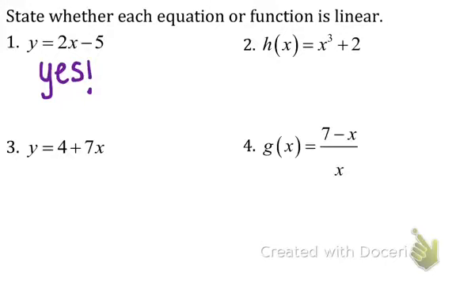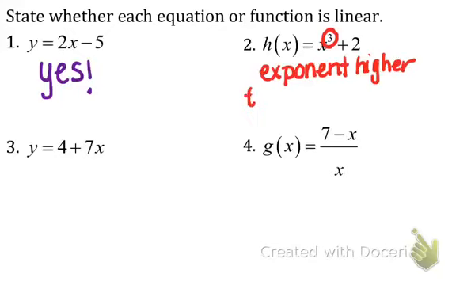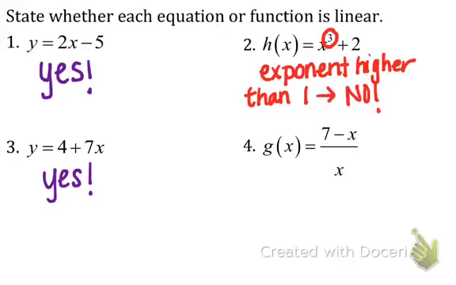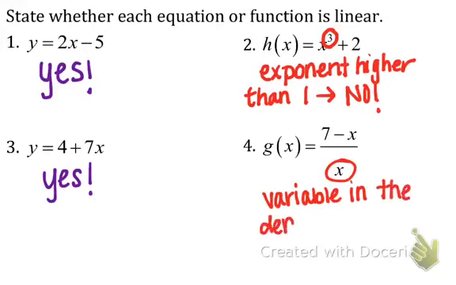How about number 2? Well, in number 2, we can see that we have an exponent raised to the third power. So that's an exponent other than 1, so that means no, this is not a linear function. For number 3, again, we have an exponent that's only raised to the first power. We don't have any other variables multiplied together or variables in the denominator, so this is a linear function. And finally, in number 4, right from the get-go, we can see that we have a variable in the denominator. Because this variable is in the denominator, this is not a linear function.